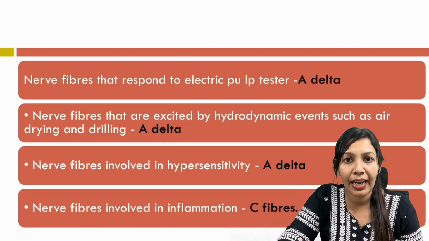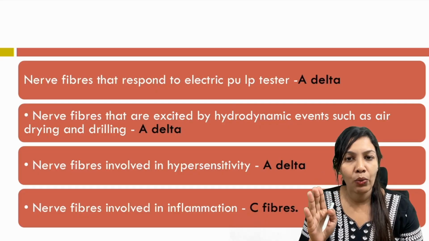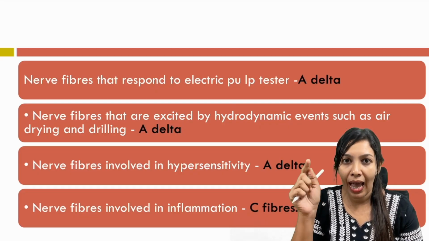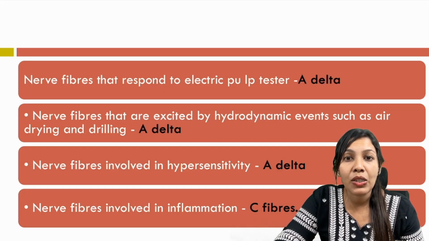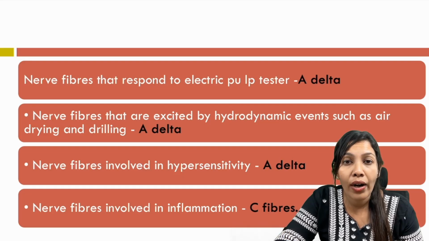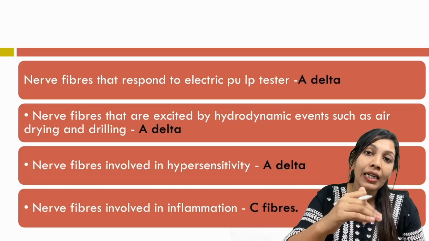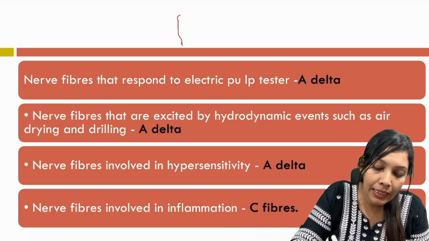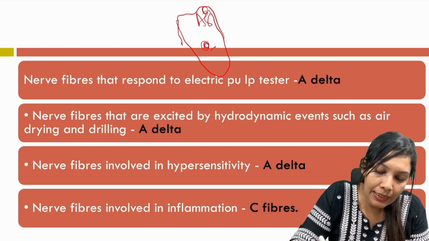Another important slide that you need to keep in mind is the nerve fibers that respond to electrical pulp tester. Just memorize what it was. Electrical pulp testing activates the A delta fibers. And hydrodynamic event means what? There is cold and hot activation which activates the dentinal fluid. It activates the surface of the pulp. The pulp surface consists of A delta fibers and inside only there are C fibers.